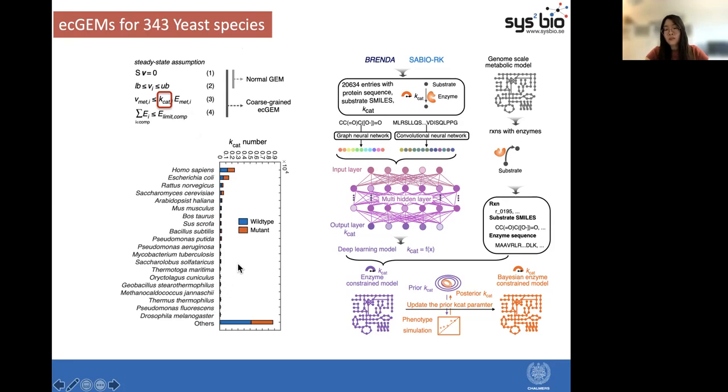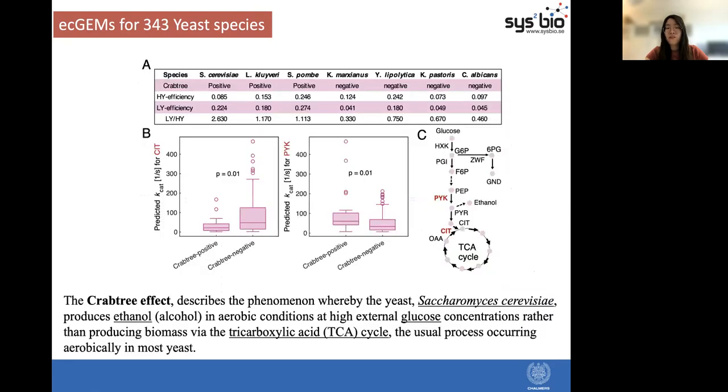So that means the kcat parameters are not sufficient to generate the enzymatic constraints for all these yeast species models. So in that case, we developed a deep learning method to predict the kcat parameters for all these 300 yeast species. And after that, we are able to generate the enzymatic constraints for all these yeast species and generate the enzymatic models. And after that, we are able to identify the enzymes or proteins which are important for a certain phenotype.